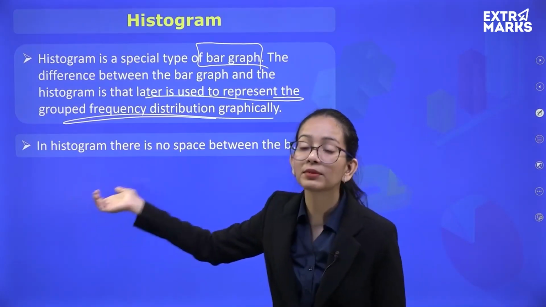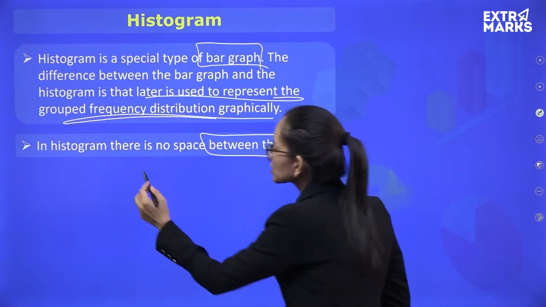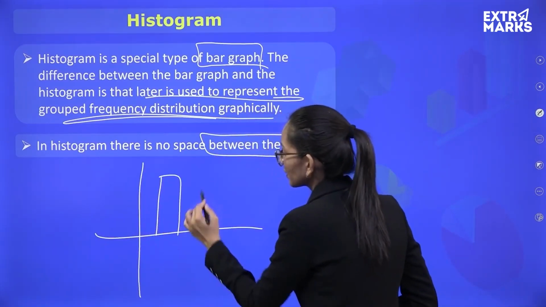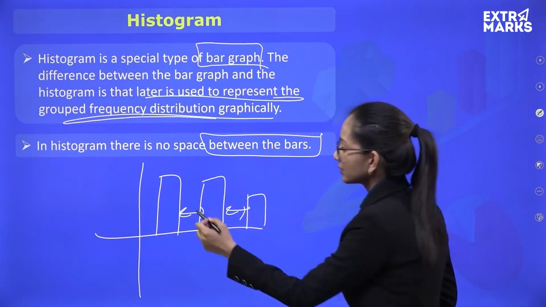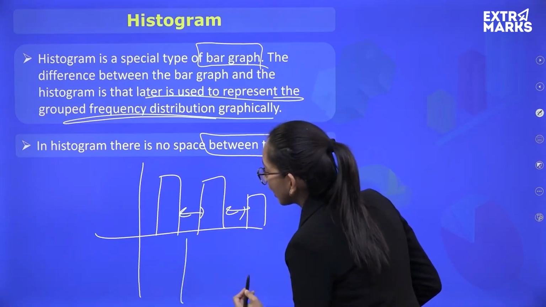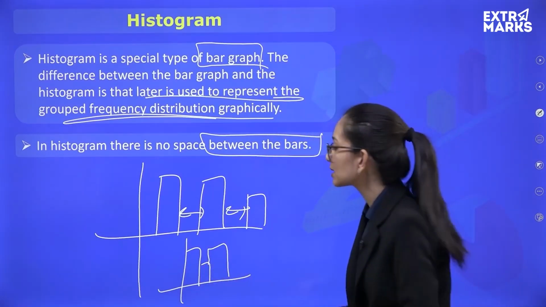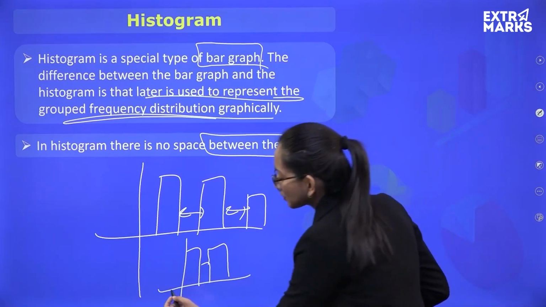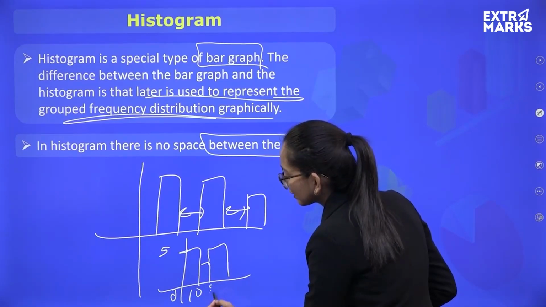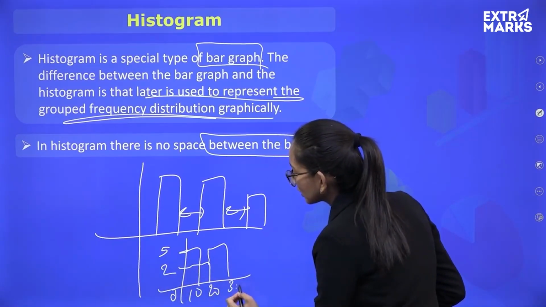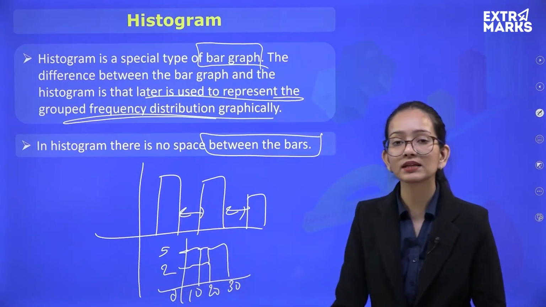And in histogram, there is no space between the bars. Like in bar graph, we used to have space between the bars like this. But in histogram, this space is not there. All are adjacent to each other like this. Why is there no space? Because your data is grouped. Like suppose you have 0 to 10, frequency 5. Let's say 10 to 20, your frequency is 2. 20 to 30, frequency is again 5. So as the data is grouped, you don't have any space between them.